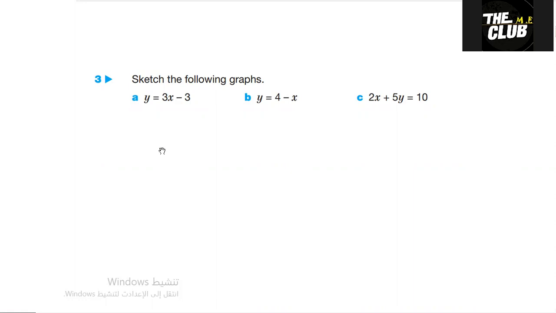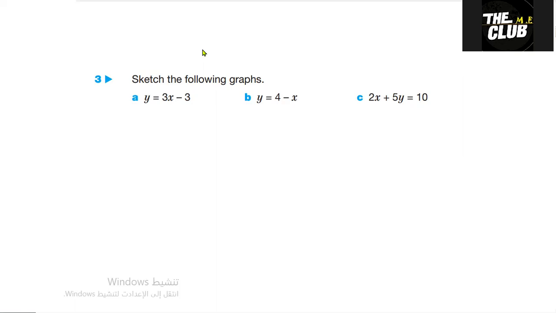In this video, we're going to talk about Graphs 2, exercise 4, question 3. Sketch the following graphs. Now we have 3 graphs. We're going to sketch them, and by sketching, it means we have to draw them. To draw graphs, you can use the y-intercept and the x-intercept. It's easy if you follow the steps. Now, let me show you how we sketch A.